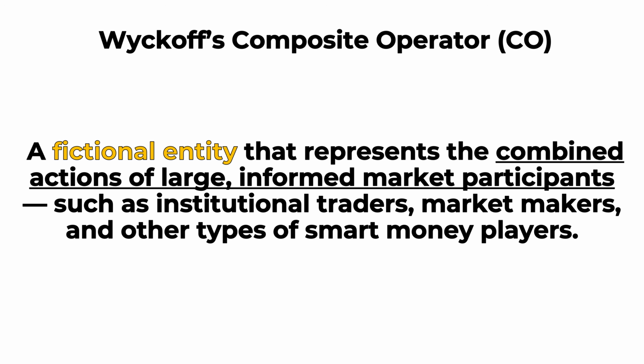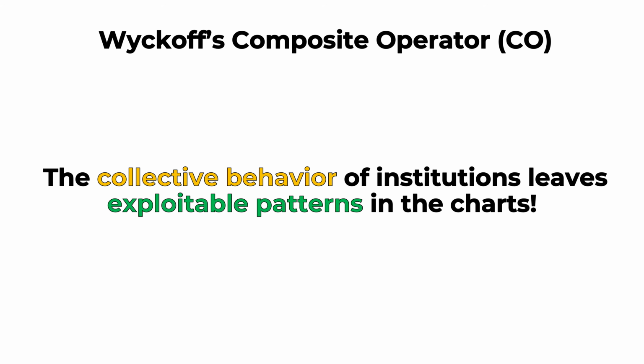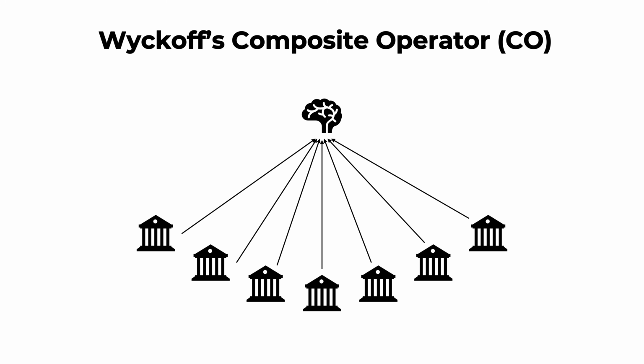In the real world, there are many institutions, and they often have different time frames and goals. However, the collective behavior of institutions leaves exploitable patterns in the charts. Wyckoff's idea was to treat all this institutional behavior as if it were one single entity, the composite operator, to make market logic more observable and tradable. Instead of trying to track every hedge fund, bank, and algorithm separately, which is impossible for a retail trader, Wyckoff teaches you to read the market as though you're following the intentions of a single dominant actor.